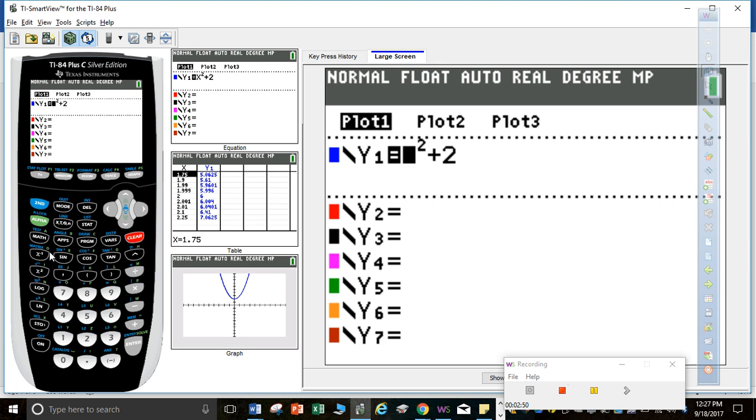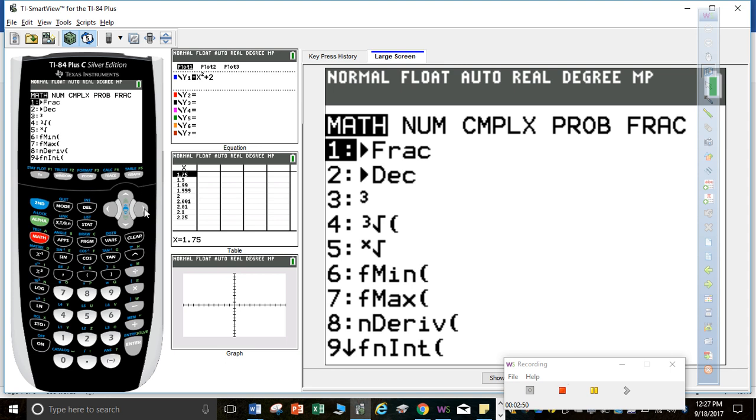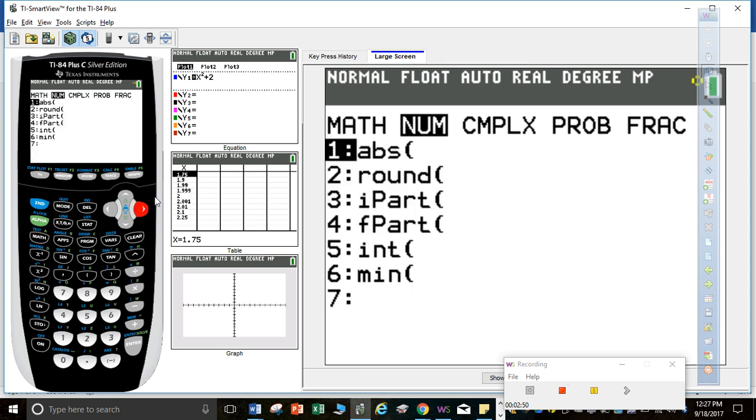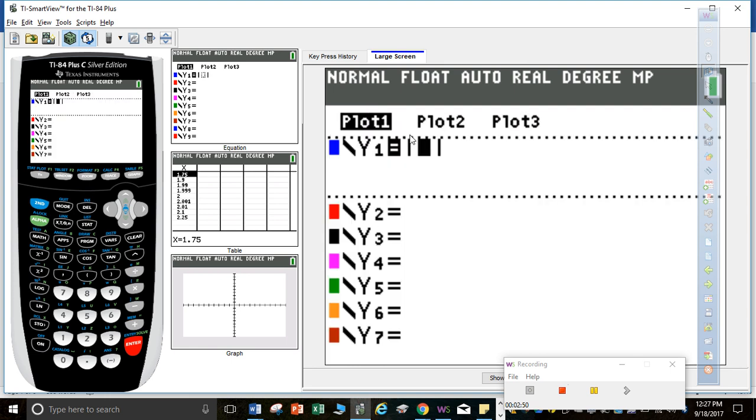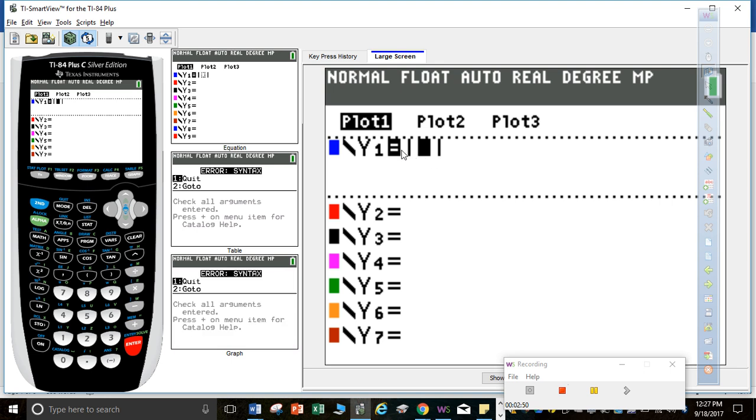And to get our absolute value to show up, we are going to press the math key. So it's right here below alpha. So we're going to press math and then arrow over to the number menu, and we're going to choose the first option, ABS, which stands for absolute value. Now, if you have a newer version of the calculator like mine, you might see that it has those absolute value bars right there. Older version, it might just say ABS with the starting parenthesis. It just does the same thing.